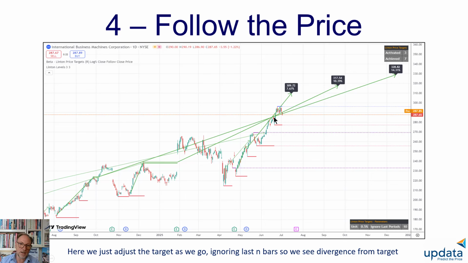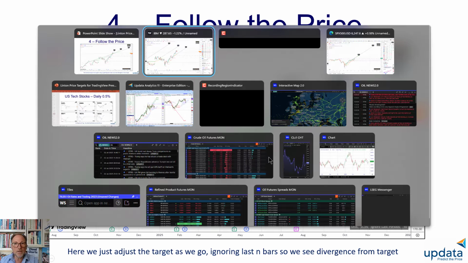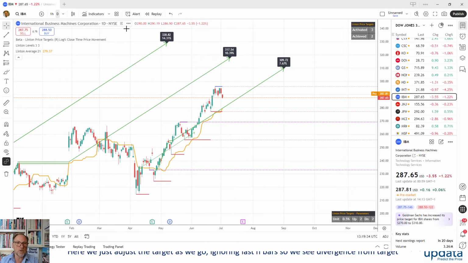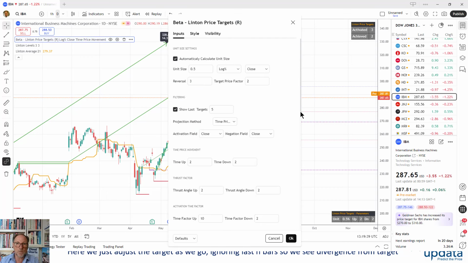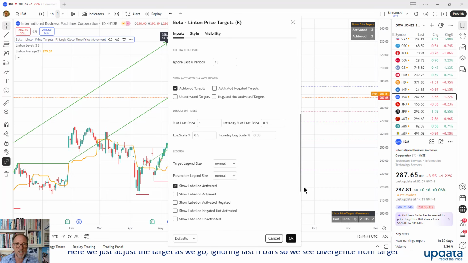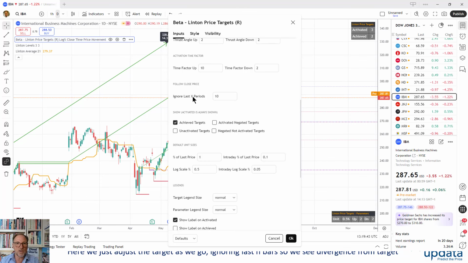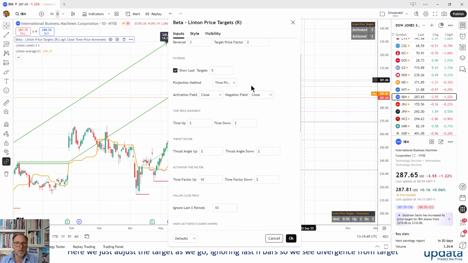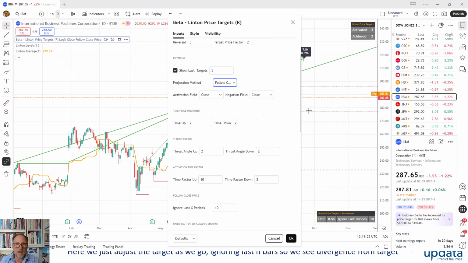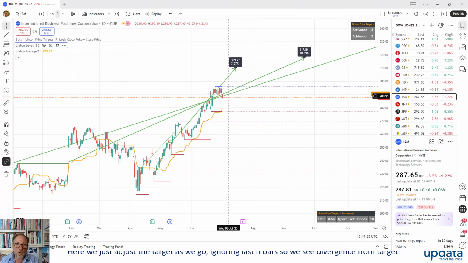What we've done here, we've got it in the settings. You can actually ignore the last 10 bars. The reason you want to do that is you want to spot any divergence. So I've said the last 10. You could change it. So if we go and change the method to follow the price, now it's going to ignore these last 10 bars.